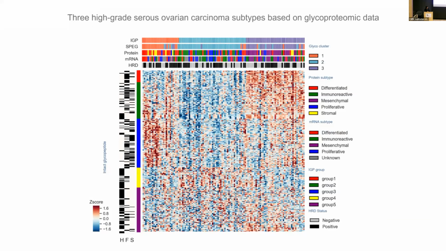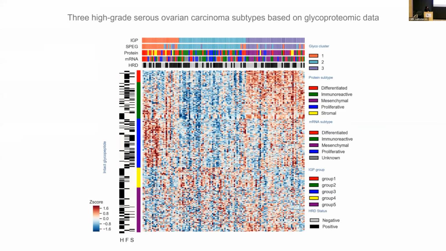The 3 subtypes are correlated with highly overexpressed sialylated glycoproteins in subtype 1, overexpressed oligomannose-modified glycoproteins in subtype 2, and fucosylated glycoproteins in subtype 3.